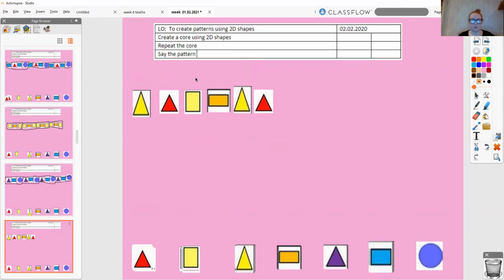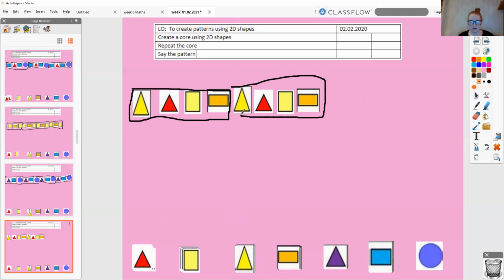After the red triangle comes a yellow rectangle. So yellow rectangle. After my yellow rectangle comes an orange rectangle. So I started with my core and I repeated the core to create the pattern. Here is my core, and I repeated this to create a pattern. Okay, so what comes next?